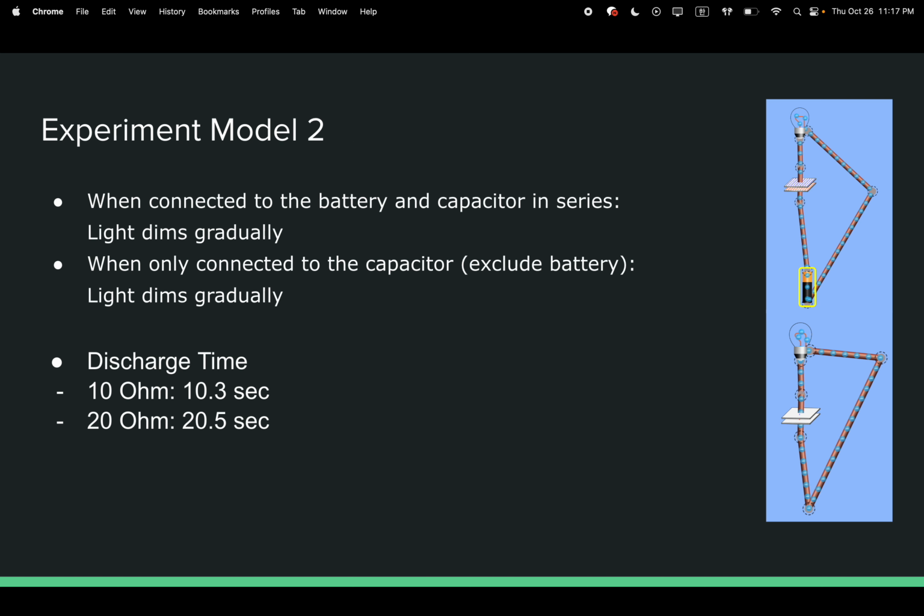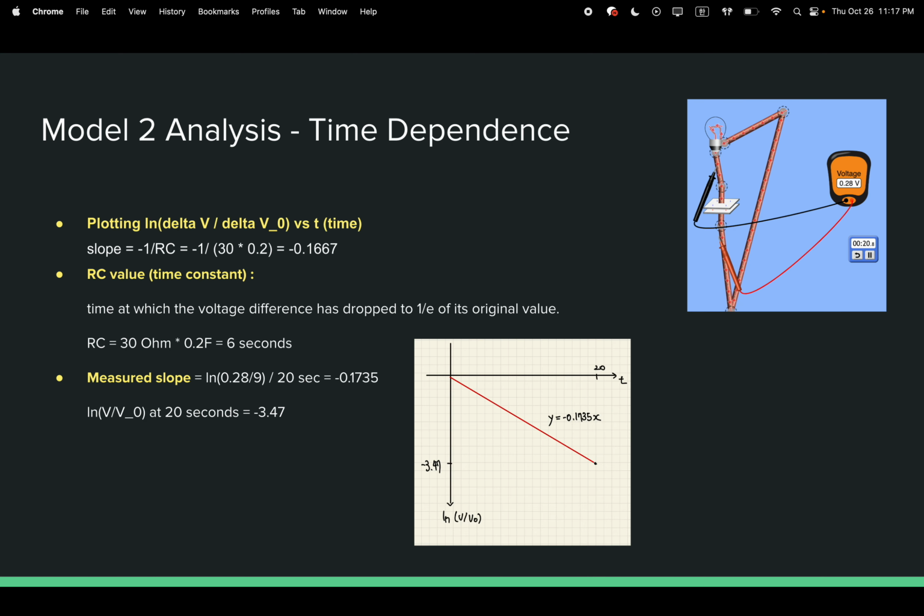And this is model 2, in which we connected the battery, the capacitor, and the light bulb in series. When these three devices were connected in series, the light dimmed gradually. When we excluded the battery and just connected the capacitor and the light bulb, the light also dimmed gradually, since the capacitor's charge was sent to the light bulb. This discharge time was 10.3 seconds for the 10 ohm light bulb and 20.5 seconds for the 20 ohm light bulb. Lastly, I made a time dependence analysis of this model 2.